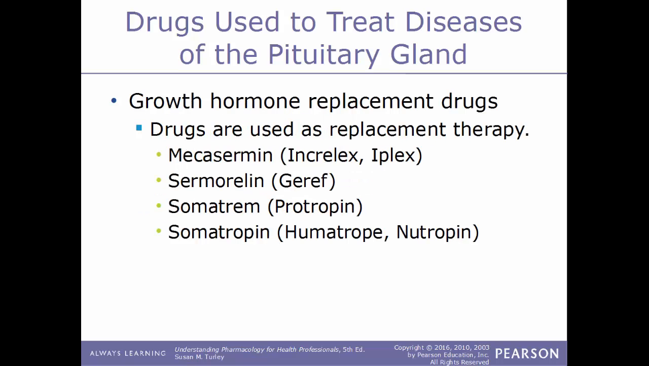There's also a need for actually replacing growth hormone. There are growth hormone replacement drugs that are available. Some examples of this category of drugs would be mecasermin, sold under the names Iplex or Increlex; sermorelin, also known by the name Geref; somatrem, also known by the name Protropin; somatropin, also known by the names Humatrope or Nutropin.